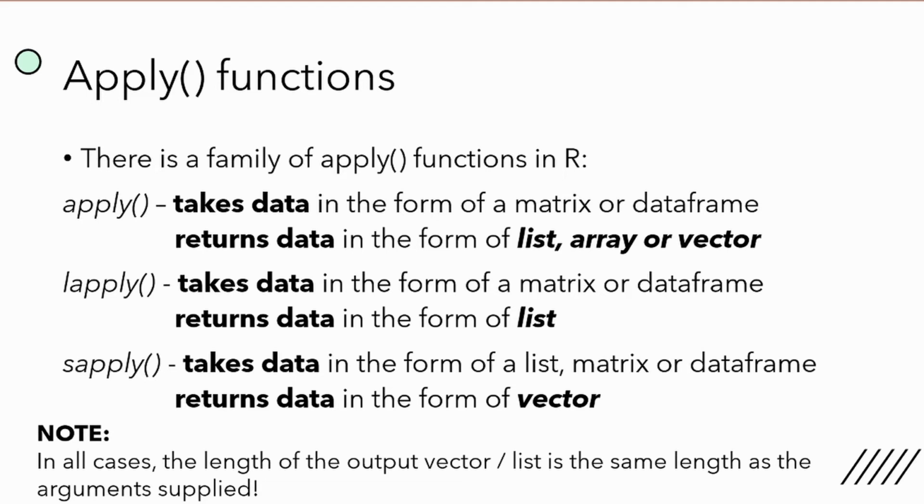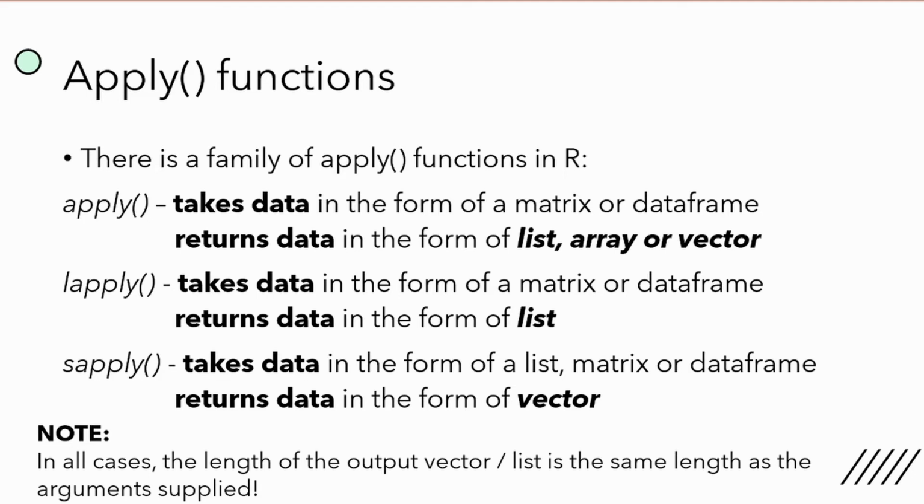So what does apply actually do? There are actually many variants of apply, not just the 3 listed here. There are a bunch of others, but I think these three should give you a good idea of what the rest can do for you. Apply basically takes data in the form of a matrix or data frame and returns some other form of data, in the form of a list, array, or vector. That's the basic idea. It is a function that takes data and returns another type of data.